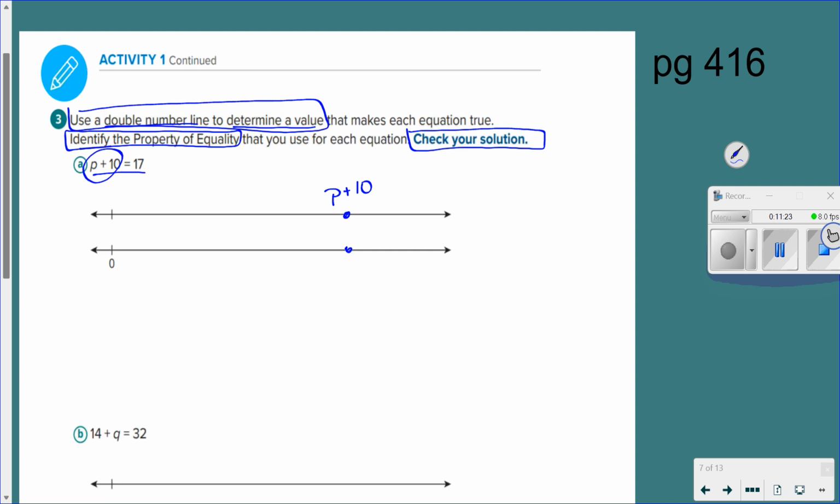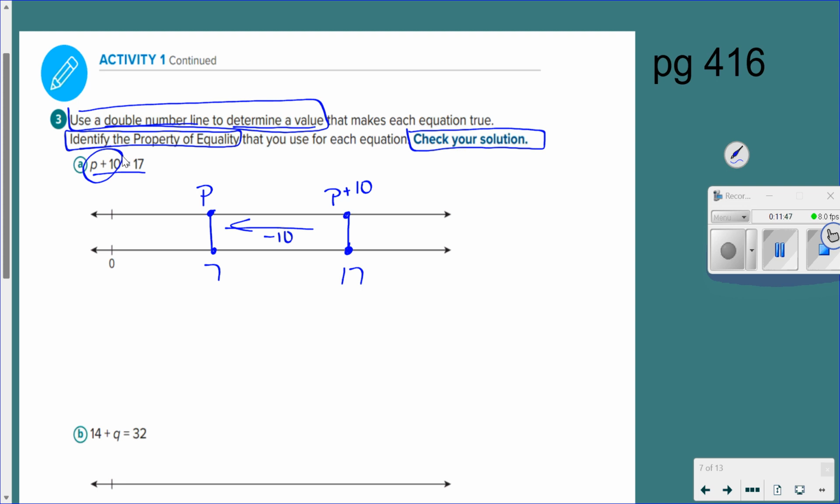On the bottom below it, I'm going to have 17. We can put the crossbar and it shows that those are linked up. So the nice thing is that shows me very easily what I need to do to go back to where p is. So I'm moving back by 10. So if I go back 10 from that, I get 7. So I've done the double number line to find the value.